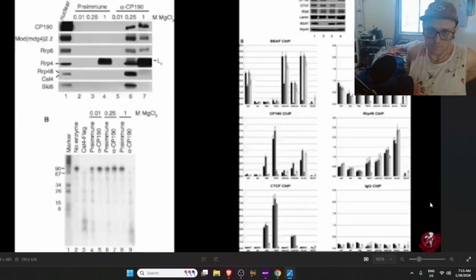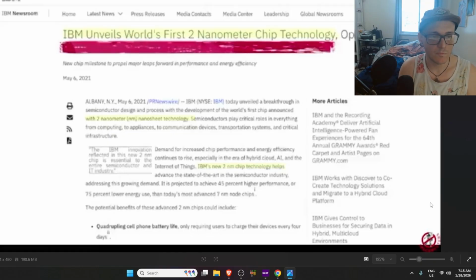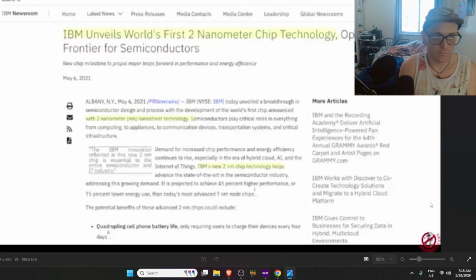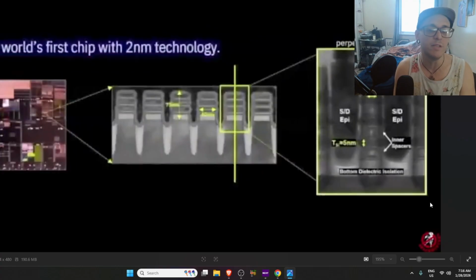Which brings us to the nanotechnology industry and IBM, who has recently unveiled the world's first 2 nanometer chip technology for semiconductors, able to not only manufacture 2 nanometer chips, but also to attach sheets to nanochips. This is what I was thinking of when I think of how small they can get, and they can zoom in on that.